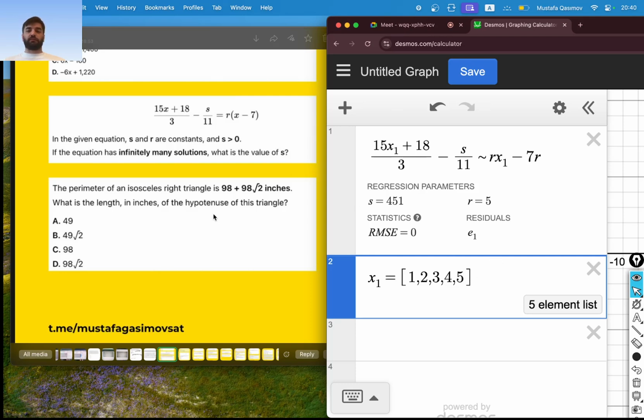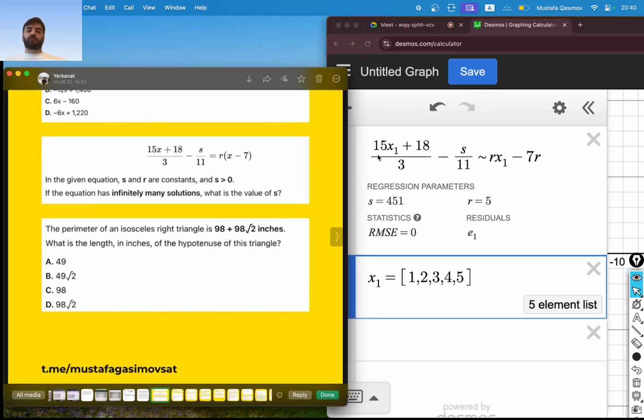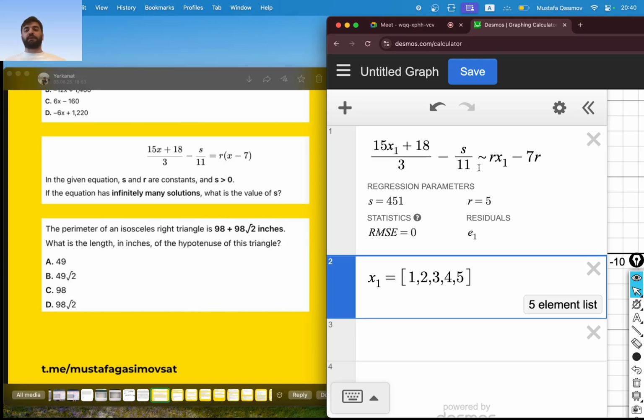Müəllim, infinite solutions deməsə belə edə bilmərik. Actually, it looks situation. For this one, yes, you can do. You have to just write here: s is not equal to 451, if you say no solution.